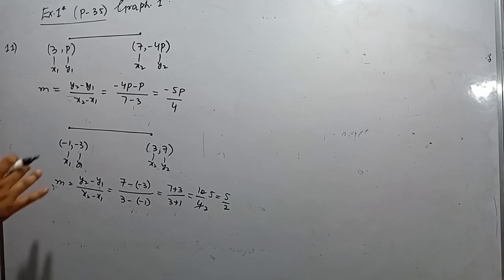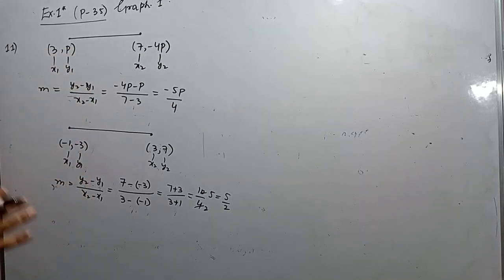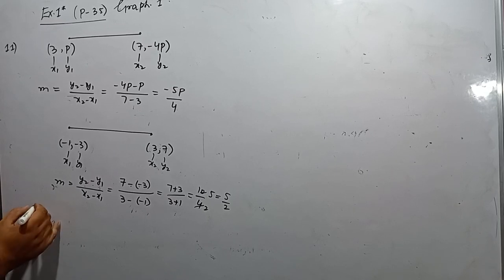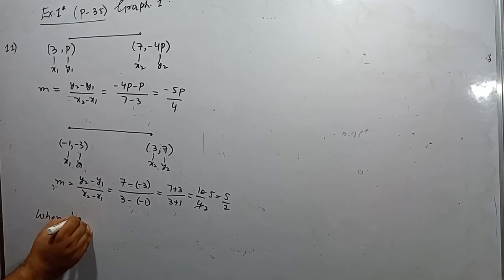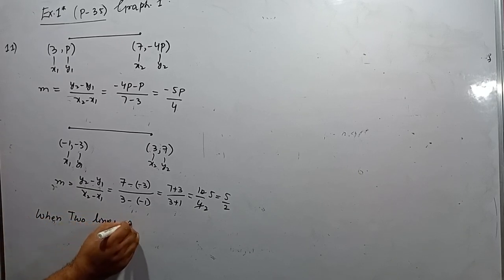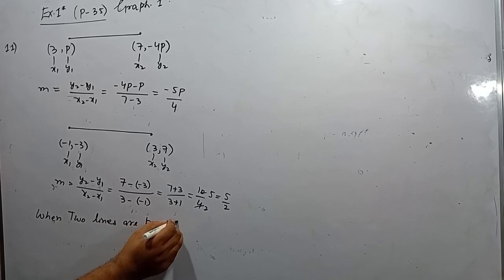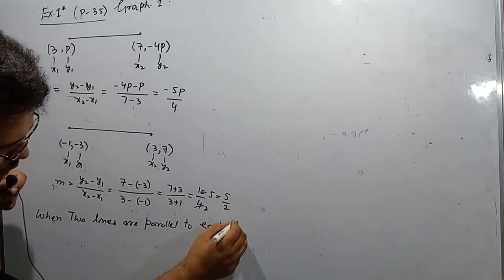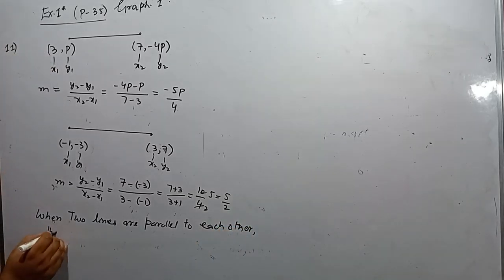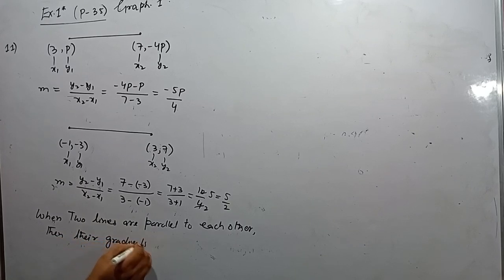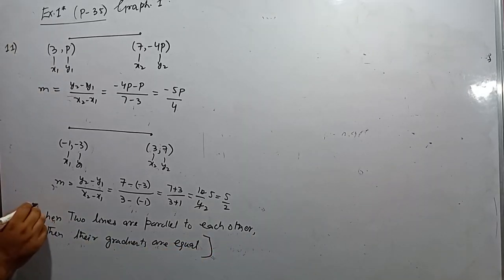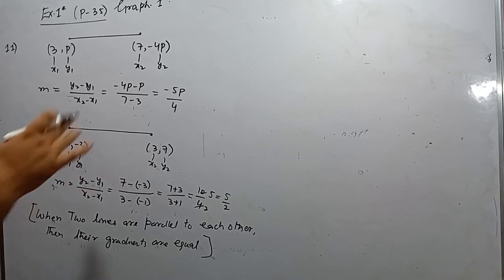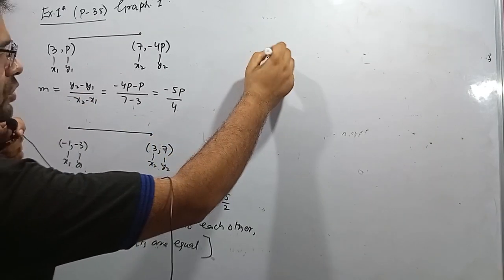But you can see the two lines are parallel. When the two lines are parallel, their gradients are equal. I can write here so that you will remember it. When two lines are parallel to each other, then their gradients are equal. So this you can write here. There is no need to write in the question. So I can write directly as per question.